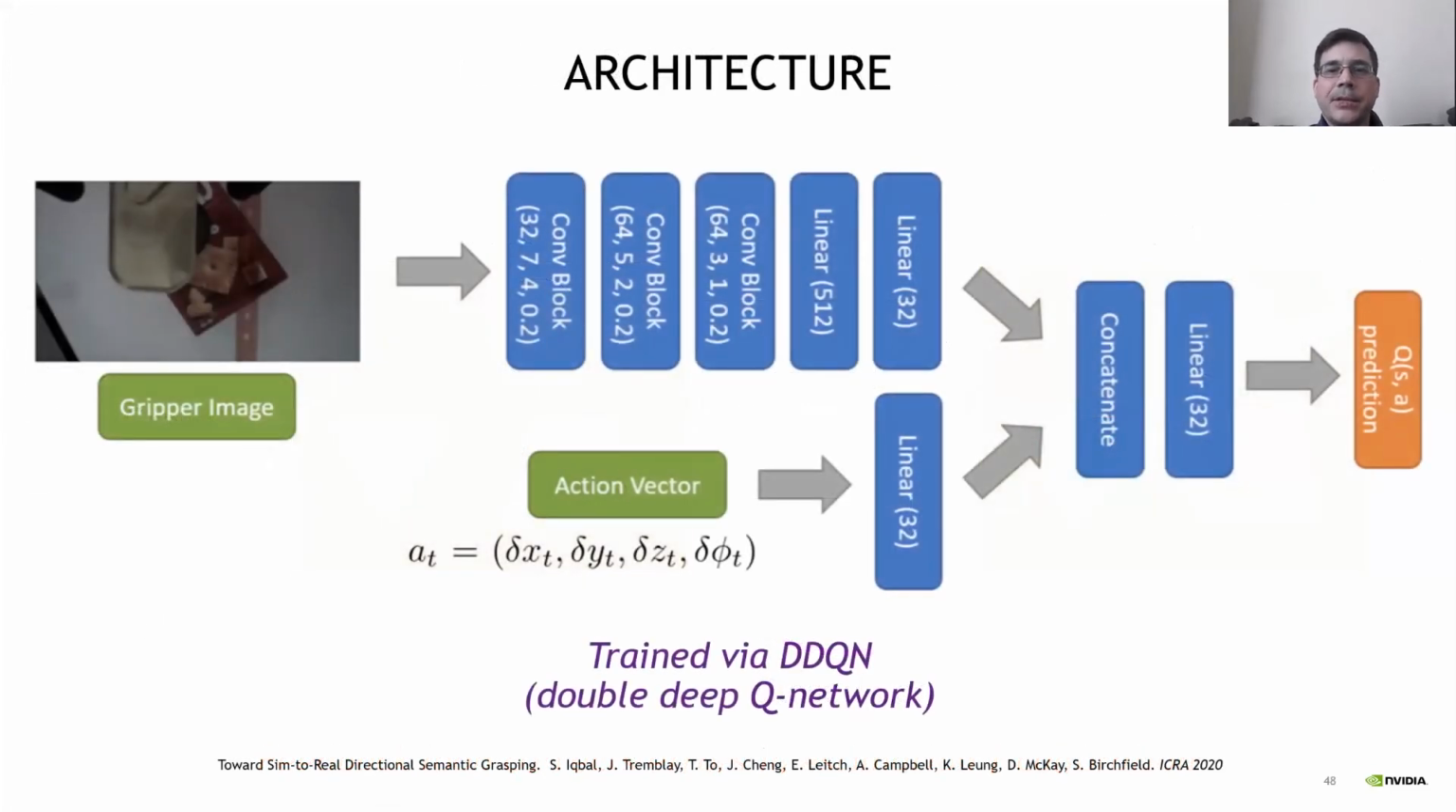So this is our neural network architecture. We take an image from the gripper, so it's much closer to the object, and then we run it through some convolutional blocks and so forth. The action vector also gets fed in, and then what comes out is a Q value. The Q is the quality function. If any of you have looked at deep reinforcement learning, you'll recognize this. Then we train it using an off-the-shelf algorithm called DDQN, a double deep Q network.